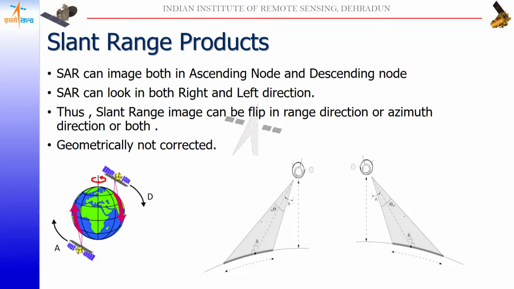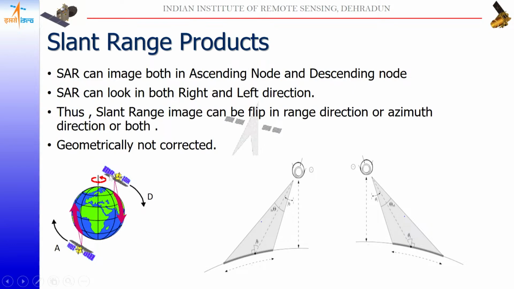Normally for the users we will get slant range products or geocoded products. I will discuss both the slant range products and geocoded products. First we will discuss the slant range products. Normally in optical also we get level 1 products, but in the case of optical and SAR there is a little bit of difference due to the geometry of the SAR.